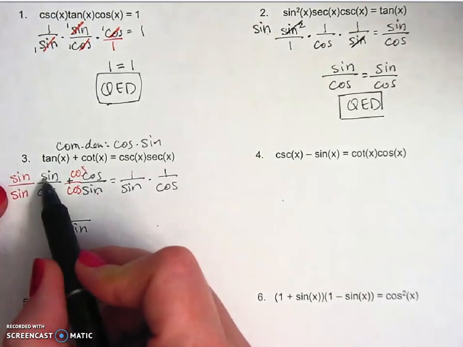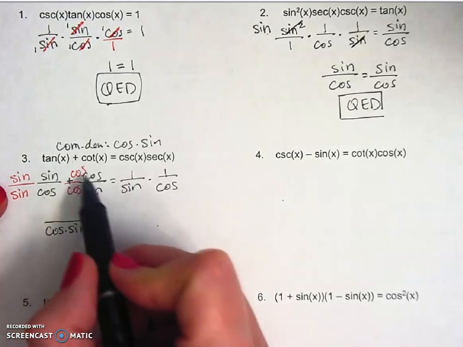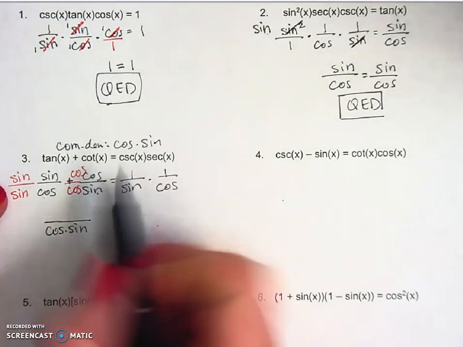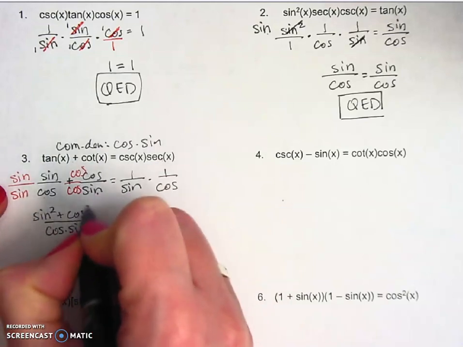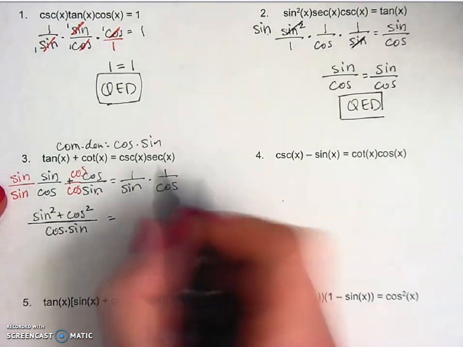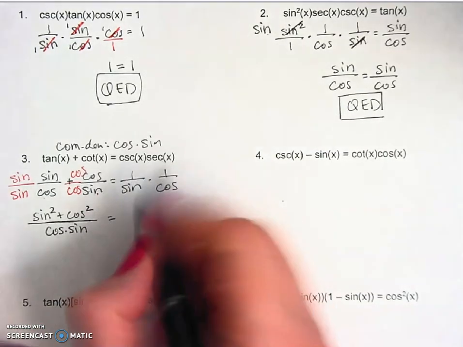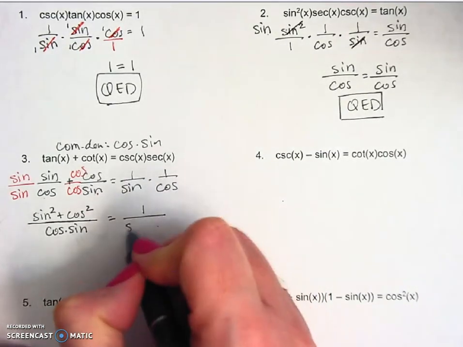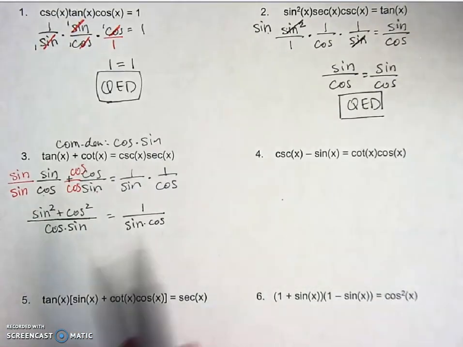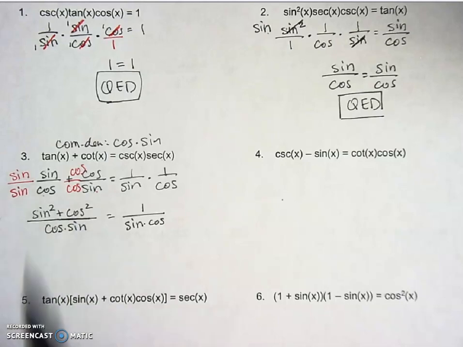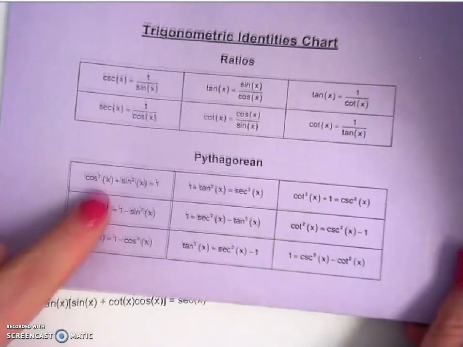I multiply these numerators together and then plus these numerators multiplied. So it's going to be sine squared plus cosine squared. And on the right, I'm going to multiply across the top and bottom, gives me 1 over sine times cosine. Now, this numerator, sine squared plus cosine squared, remember, that equals 1.